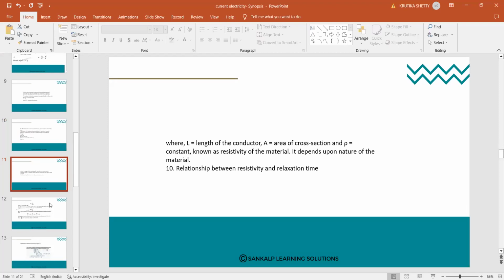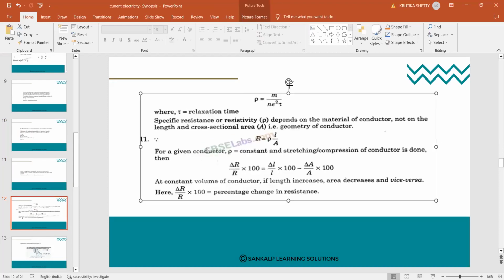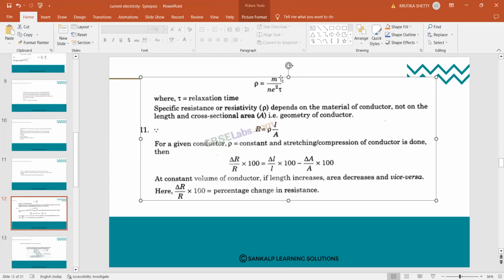So this we have already defined: the relation between resistivity and relaxation time is given. So you can see the resistivity and the relaxation time, it is given by, I hope the formula is visible to you. That is, resistivity rho is equal to m upon n e square into tau, where m is the mass, n is the number of electrons, e is the charge of electron, tau is the relaxation time. So the resistivity rho is equal to m upon n e square into tau.